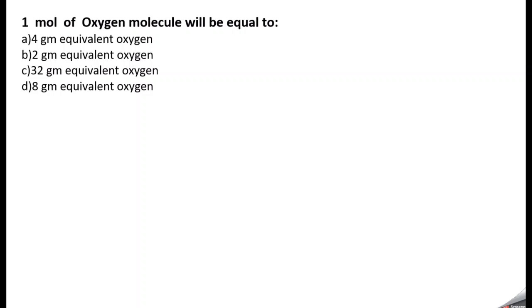So today we have a new question in front of you. I'll just read the question. 1 mole of oxygen molecule will be equal to: option A, 4 gram equivalent of oxygen; B, 2 gram equivalent of oxygen; C, 32 gram equivalent of oxygen; D, 8 gram equivalent of oxygen. So this is a question related to number of equivalents.